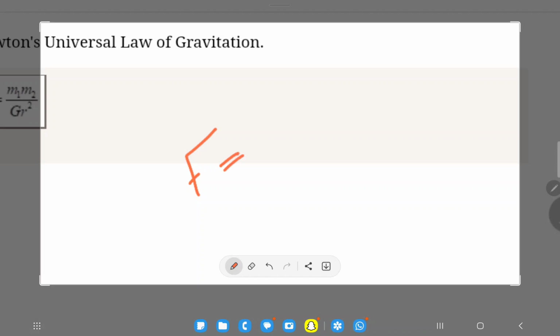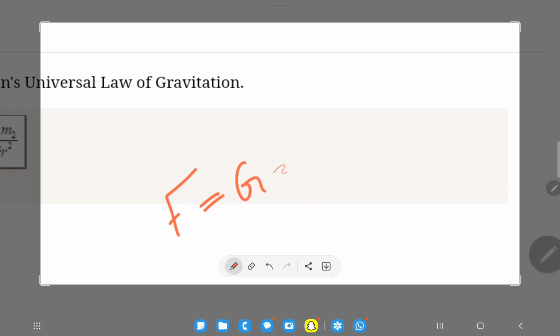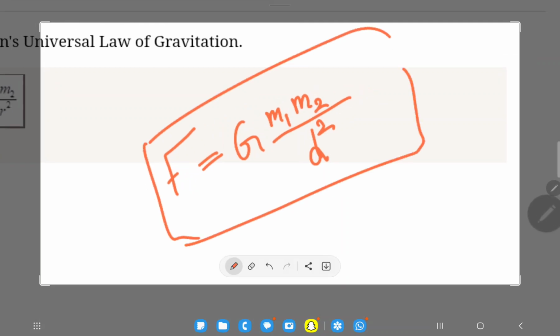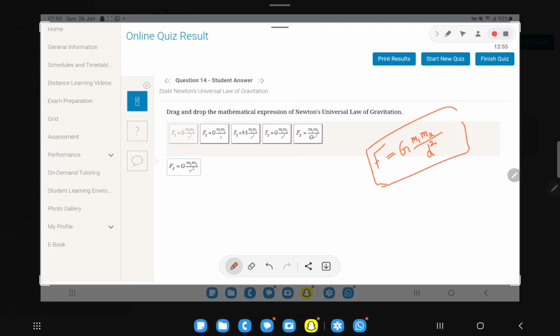the gravitational force is directly proportional, so we need a proportionality constant G, for example, to the product of the masses and inversely proportional to the square of the distance. So if you know the equation or you know the law, you can get the other one very easily. Here is the distance.